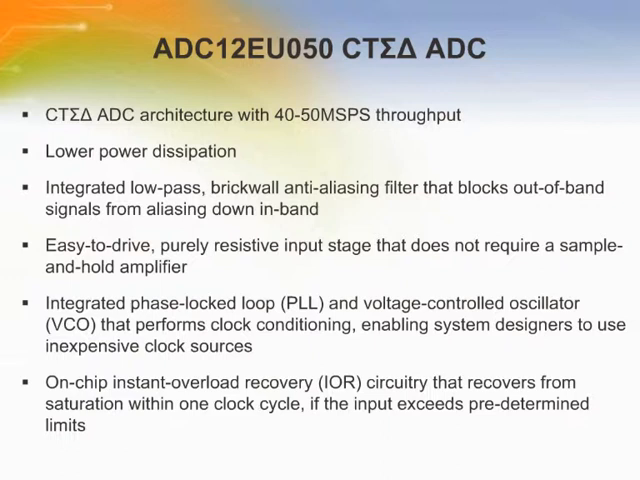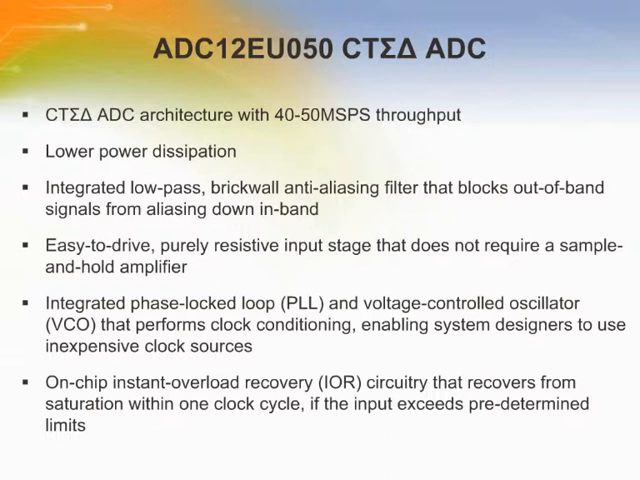National's ADC12EU050 is a 12-bit CT sigma delta analog to digital converter. The ADC12EU050 offers performance improvement both because of the inherited advantages of CT sigma delta technology versus sampled input analog to digital converters, such as pipeline and traditional discrete time sigma delta analog to digital converters, and also because of additional circuitry that National has integrated onto the chip.